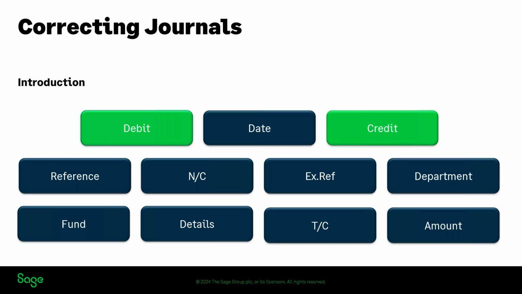Things like the tax code. Probably the majority of your journals will be a T9 tax code, but there will be exceptions to that. And also, of course, the amount. Now, your journal obviously still has to balance, but it could be that you've put the wrong value against it. Those are all aspects of journals that you may need to correct.